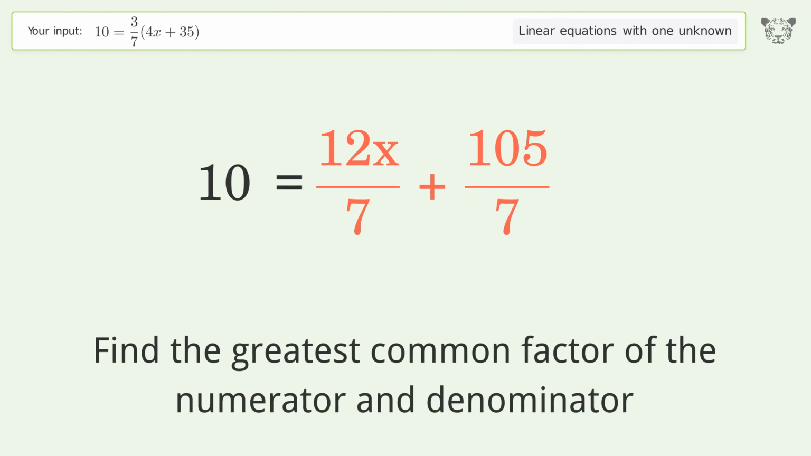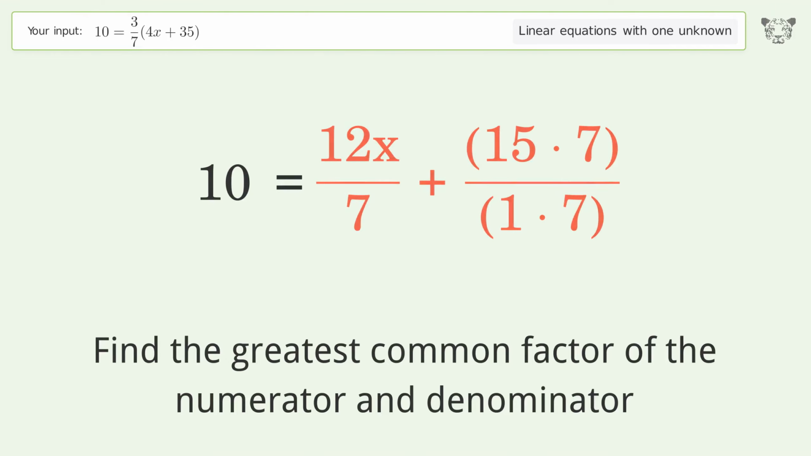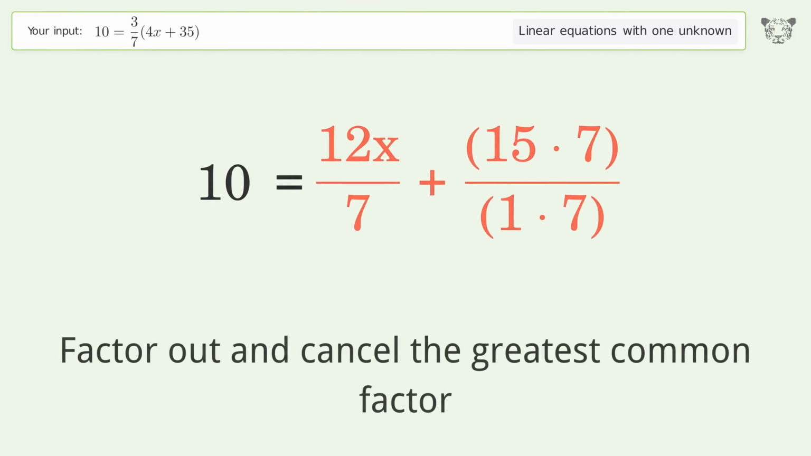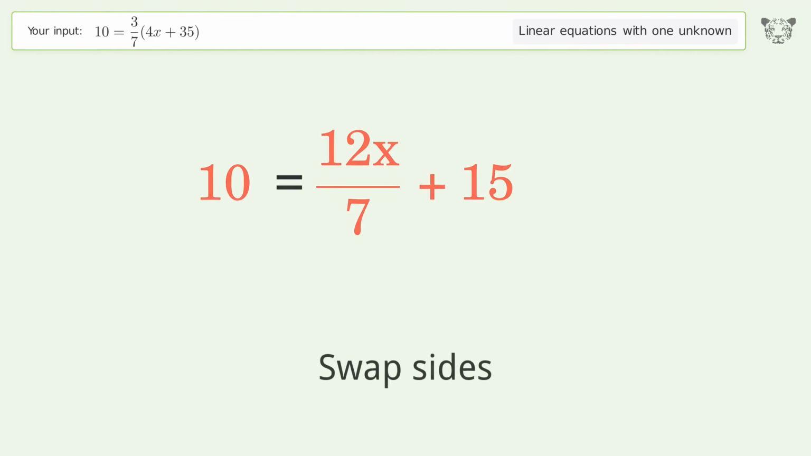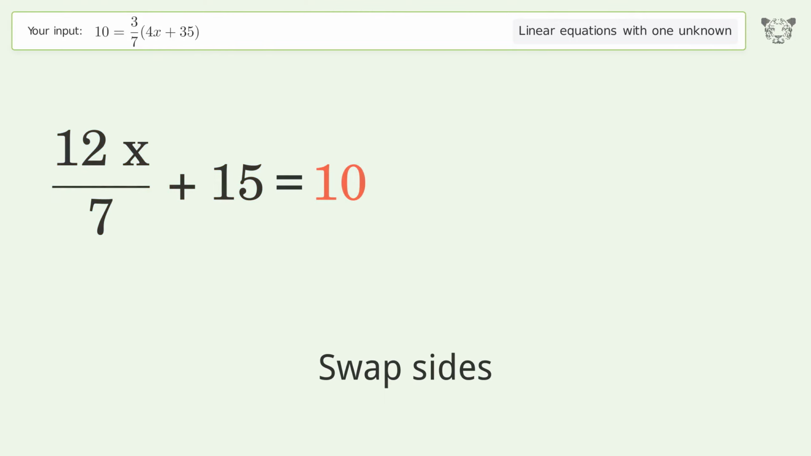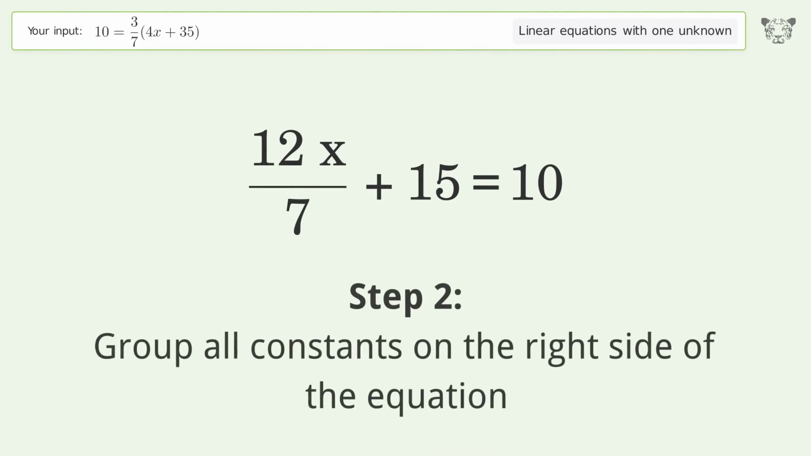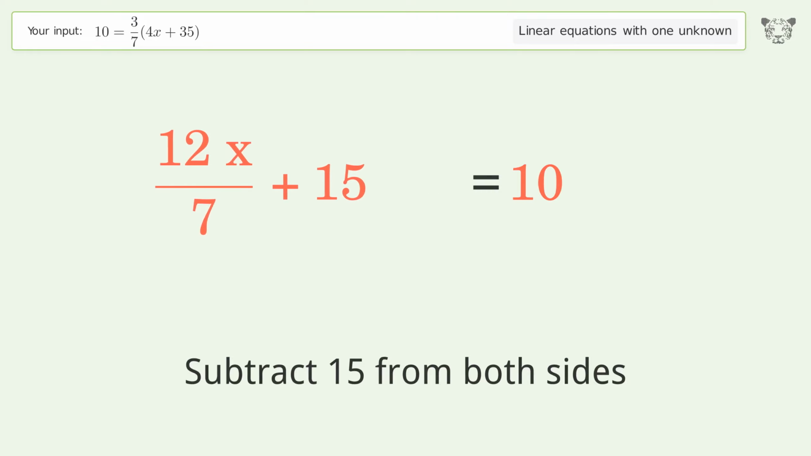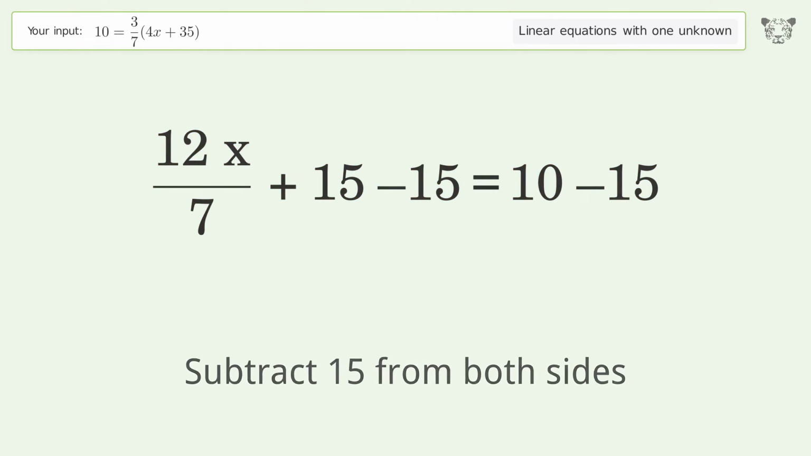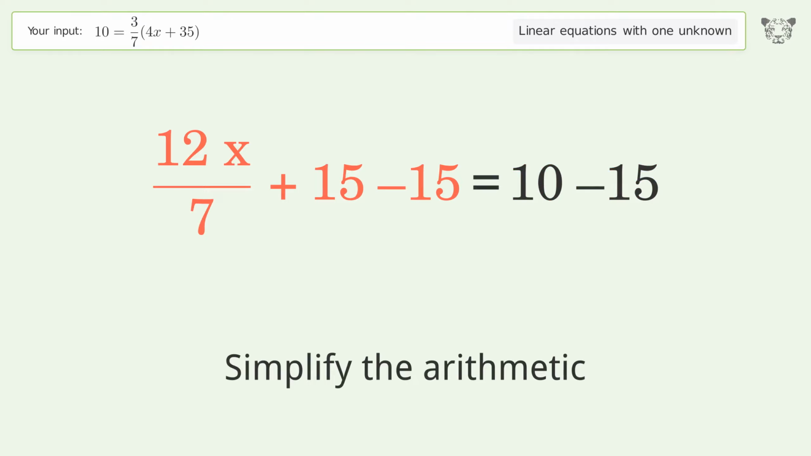Find the greatest common factor of the numerator and denominator. Factor out and cancel the greatest common factor. Swap sides. Group all constants on the right side of the equation. Subtract 15 from both sides. Simplify the arithmetic.